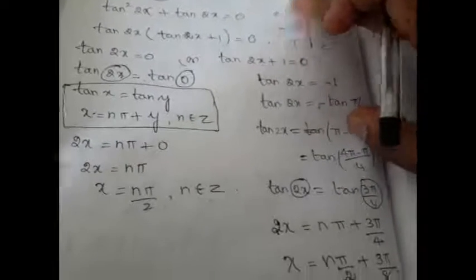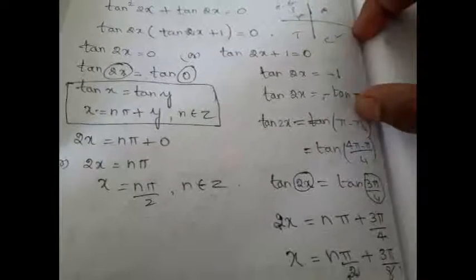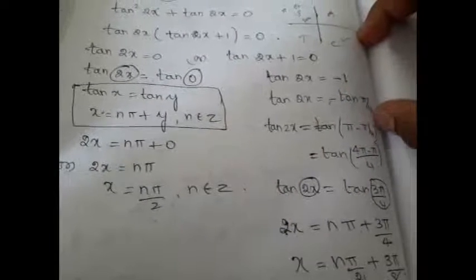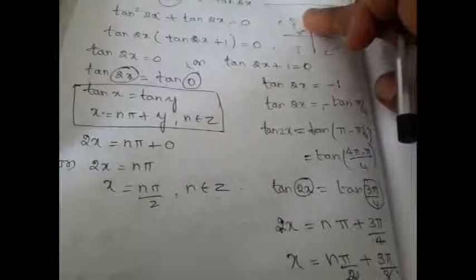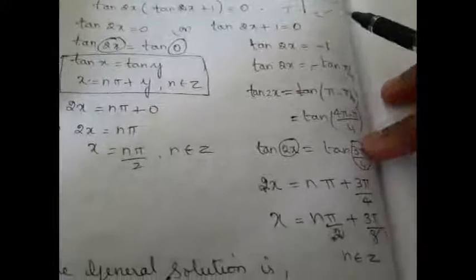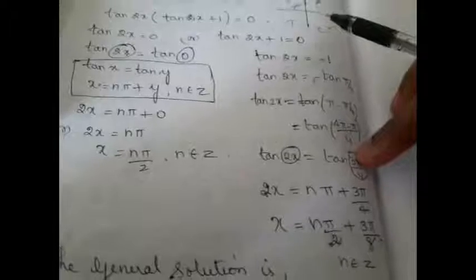How will you express an angle in the second quadrant? Pi minus theta. So this can be written as tan of pi minus pi by 4. Then only it will become minus tan pi by 4, because in the second quadrant tan is negative. Hope you are following this. So now if you take LCM and simplify, we got tan 3 pi by 4. Right? Now we got our format tan x equal to tan y.